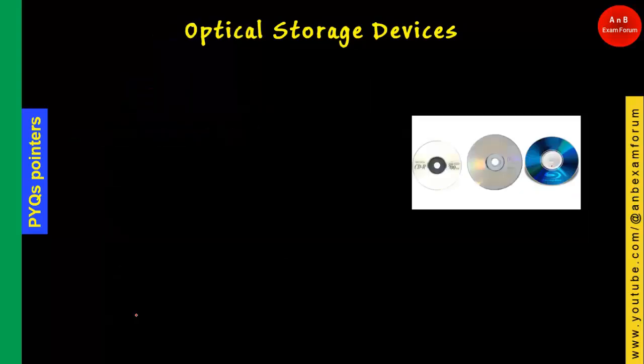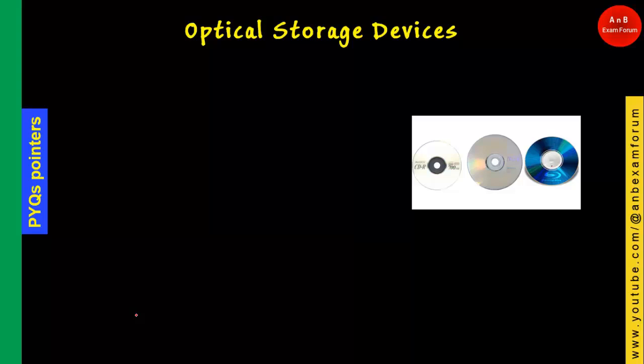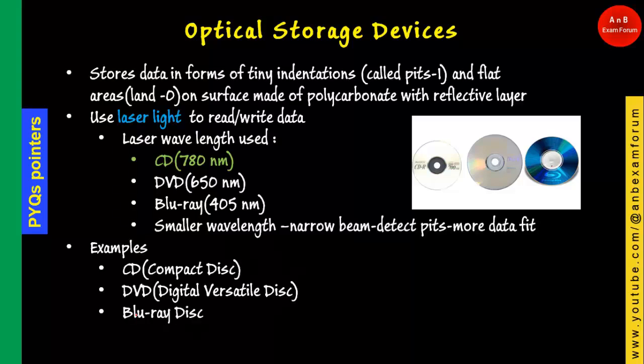The next one is the optical storage device. You have heard terminology like CD, DVD and Blu-ray disc. The full forms you should remember: CD means compact disc, DVD means digital versatile disc, and Blu-ray disc. Why it is called Blu-ray, we are going to discuss just now.